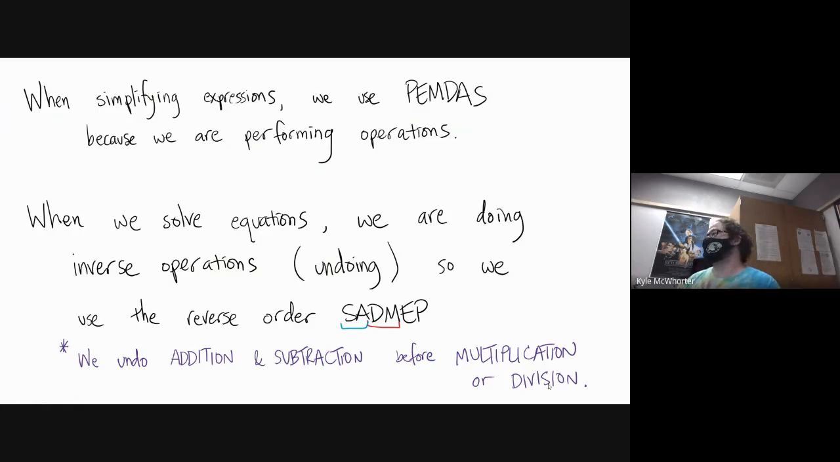There are certain situations where you can do it differently. Sometimes equations are set up so that you can do other things that might be a little easier. But in general, when you're solving an equation, you want to get rid of addition or subtraction happening to your variable before you get rid of multiplication or division.